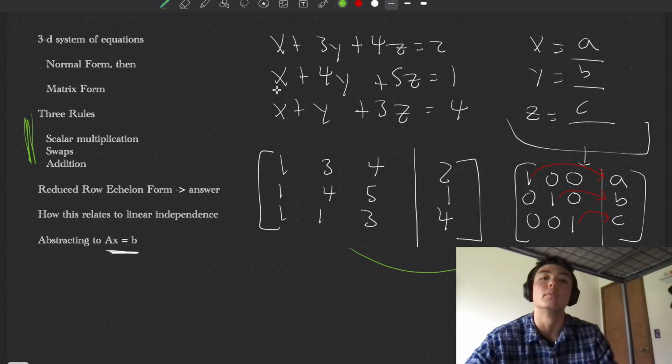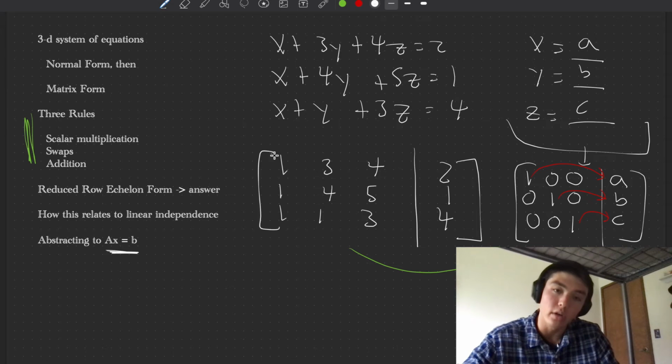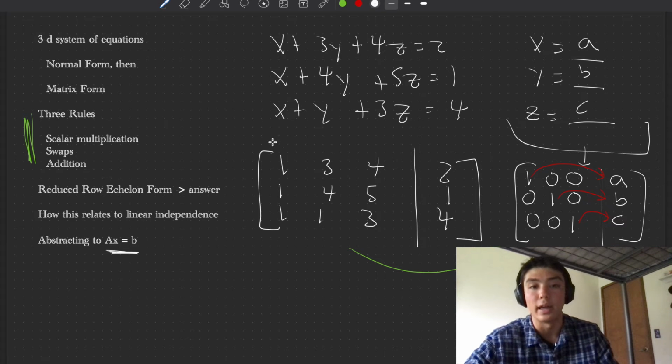So the first rule is scalar multiplication. What that means is that we're allowed to multiply any row by a number. Now let's think about why that's the case.